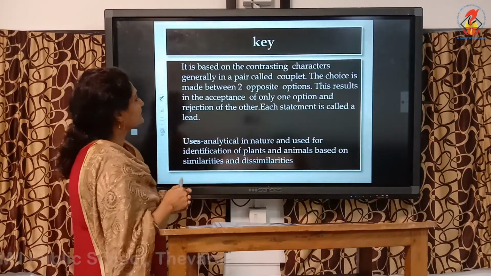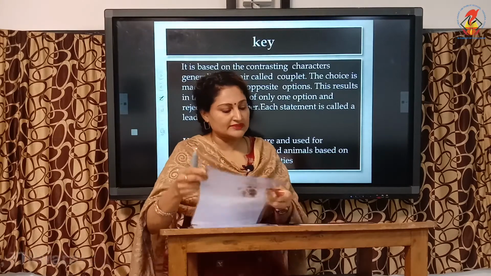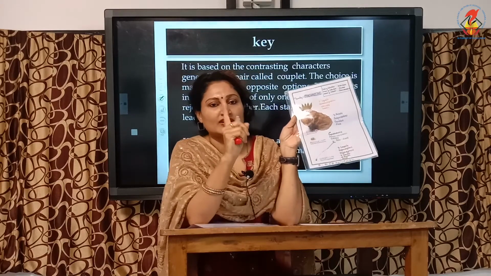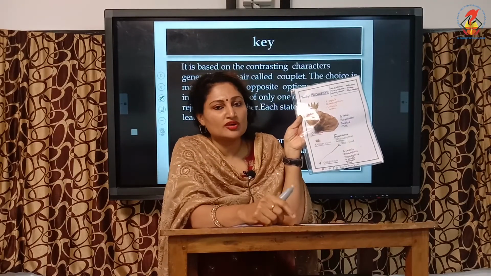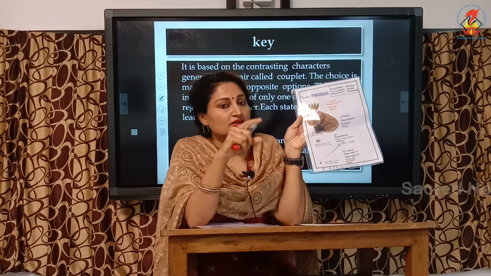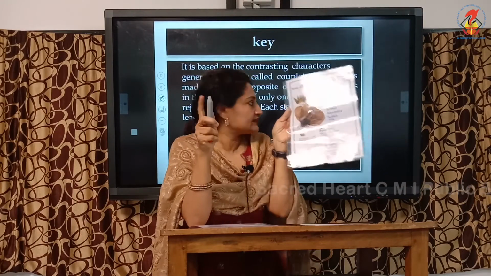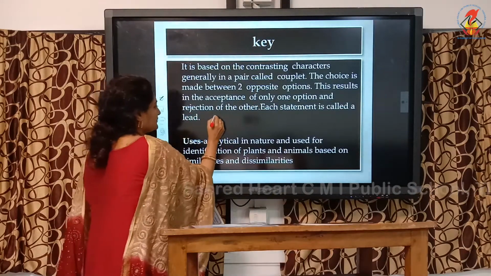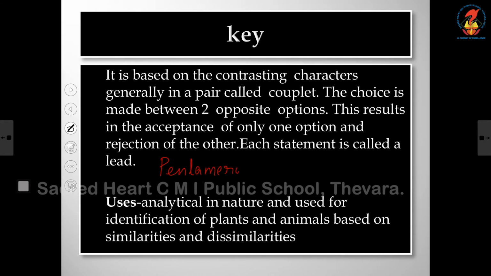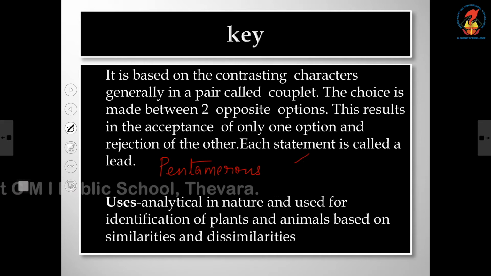Next taxonomical aid is a key. For example, the very same example I am taking is Malvaceae. I am just giving you one example of one statement of a key. Now Malvaceae, you are very familiar with this particular flower or hibiscus. It has how many petals? It has 5 petals. So we call 5 petals as pentamerous. And 3 petaled flower are called trimerous.